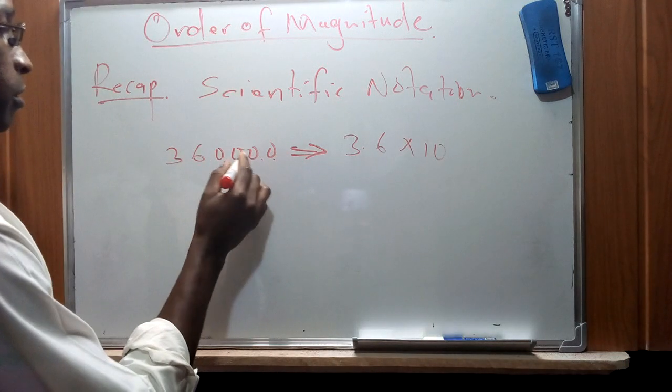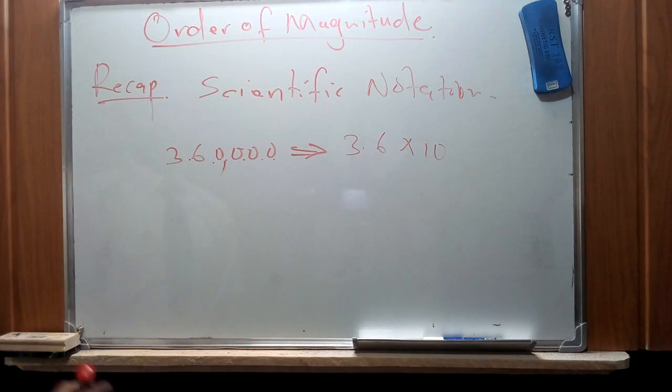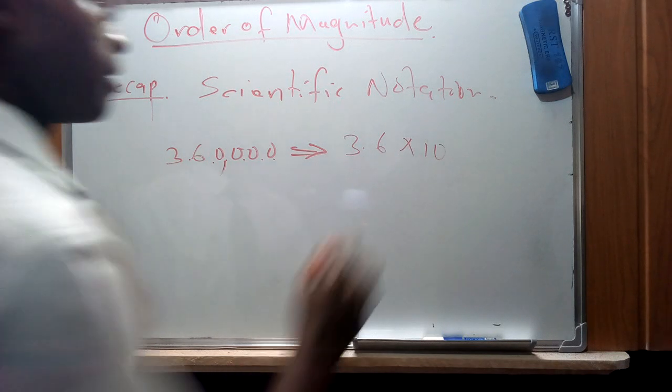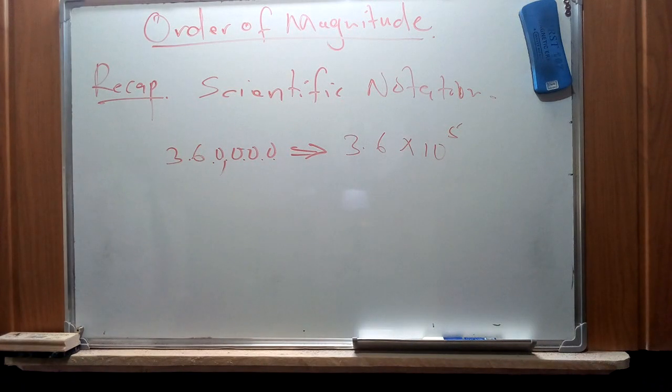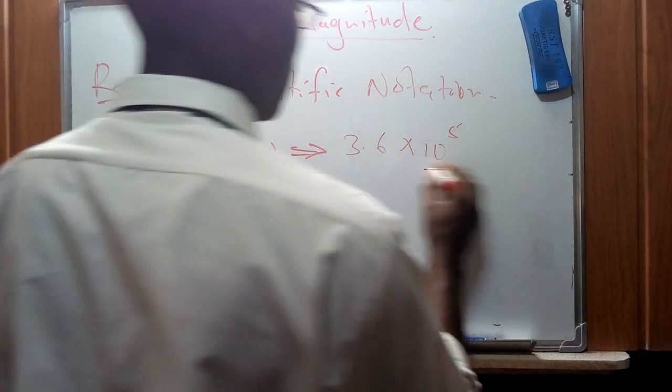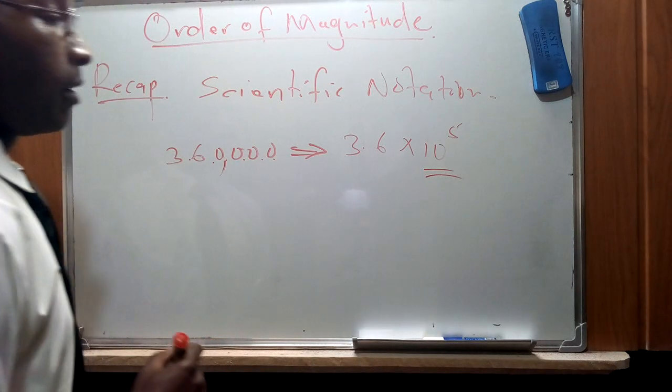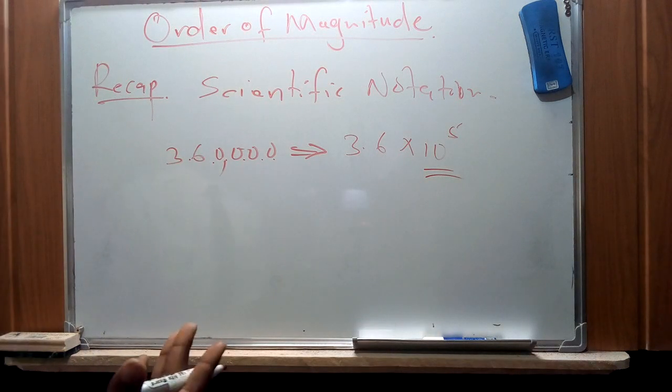This is 1, 2, 3, 4, 5. So we're going to write 3.6 times 10 to the power 5. In this case, we have two different aspects of this particular number. There is an index, or an exponent, which is 10 raised to the power 5.